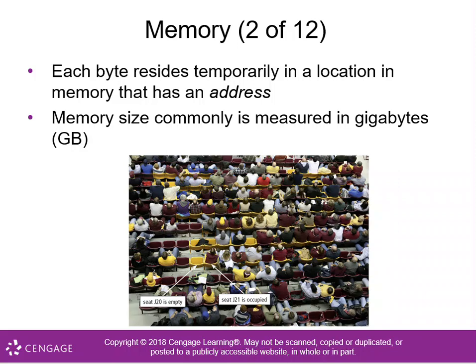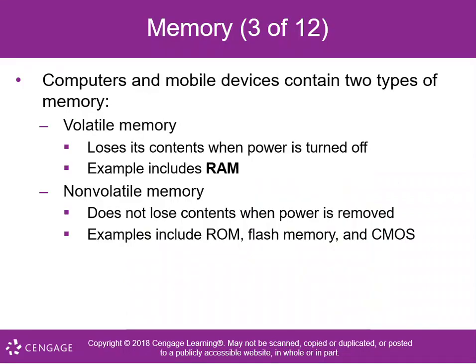Okay. Next, computers and mobile devices contain two types of memory. Okay, this one I have mentioned in our previous class, volatile memory and non-volatile. So, volatile RAM, non-volatile ROM. Okay, so volatile memory loses its contents when power is turned off. Non-volatile doesn't lose contents when power is removed. Okay, so including ROM, flash memory and CMOS.